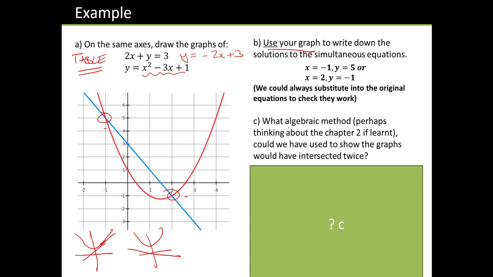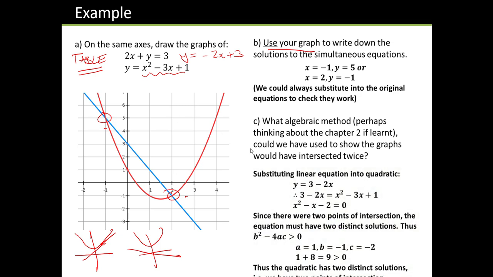And really that point from before brings us to this part here. What algebraic method that you may have learned in chapter 2 could we have used if, just pretend, we were not allowed to draw this, or we didn't want to go as far as solving it? What would we have done? We did talk about this in the previous video. Well, what we would have done is we would have used the discriminant.